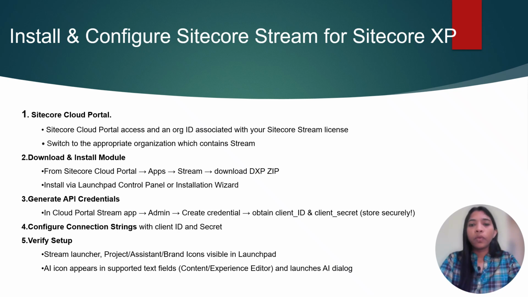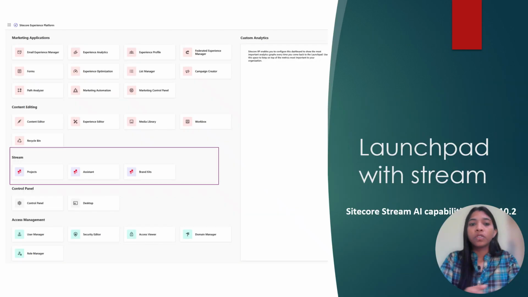Okay, along with that, we also have to generate the client ID and client secret from the Cloud Portal, and we have to configure them in the connection strings in the Experience Platform. Then now we can verify the setup. In the launchpad, there will be a new section, Stream, with three options: Projects, Assistant, and Brand Kits.